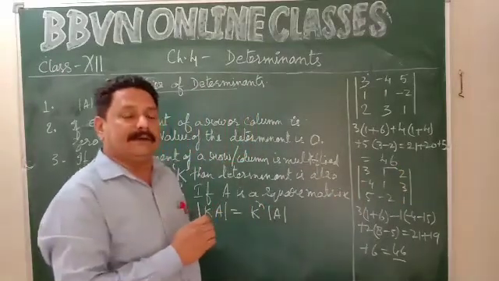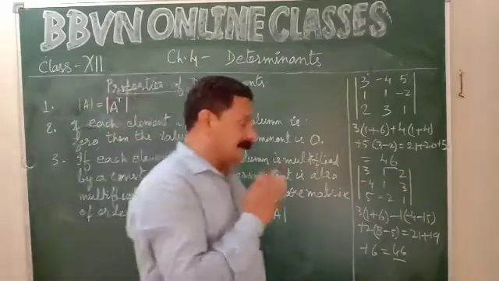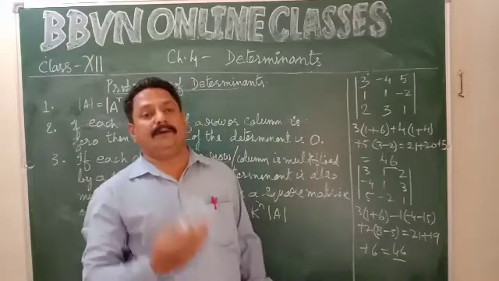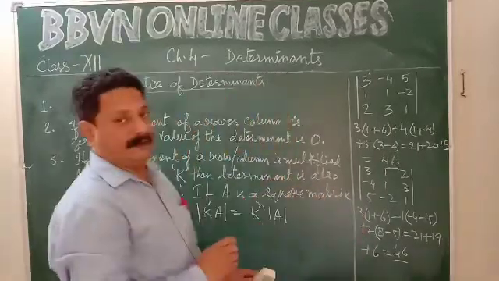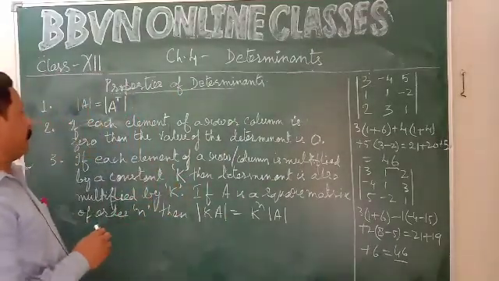What does it conclude? It concludes that the determinant of a square matrix is always equal to the determinant of its transpose. This was the verification of first property.